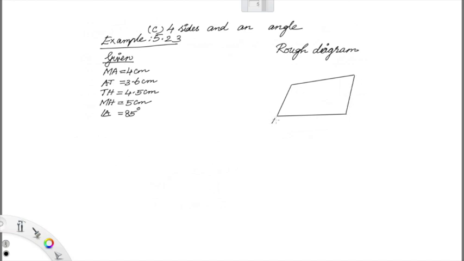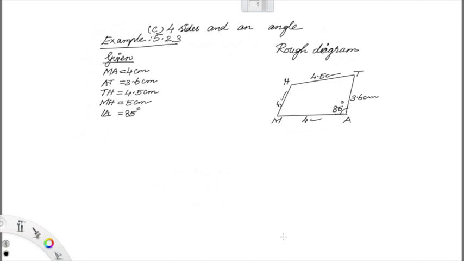And now name it off. So M, this is A, this vertex is C, and here it is H. And what is given? MA is 4 centimeter, write it off. And next 3.6 is AT, and HT is 4.5 centimeter. MH is 5 centimeter. Right? And one angle is given. Angle at A is 85 degree. So here it is 85 degree.